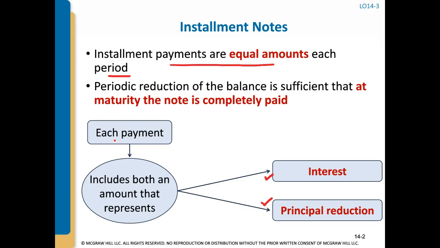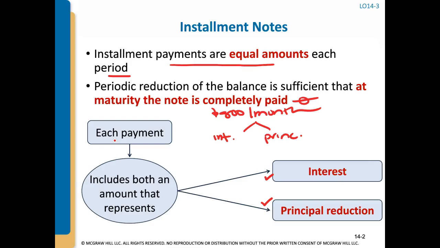At the end of the term for the note, there will be a zero balance due and everything will be paid off. Think of if you financed the purchase of a car and you have a monthly payment of, let's call it, $800 a month. That's what you pay the car company every single month. A portion of that $800 will go to interest and a portion will reduce your principal amount.